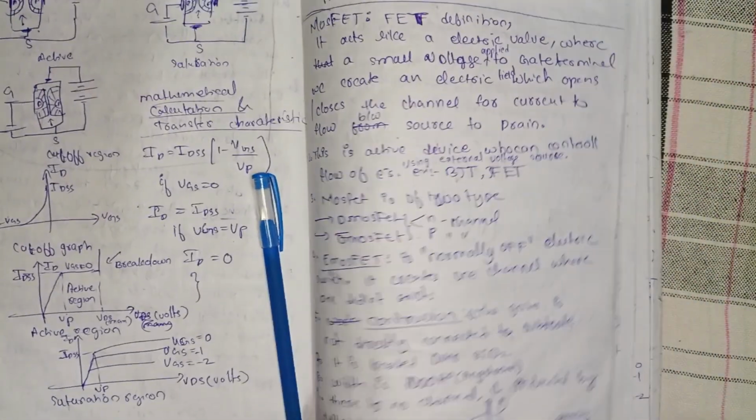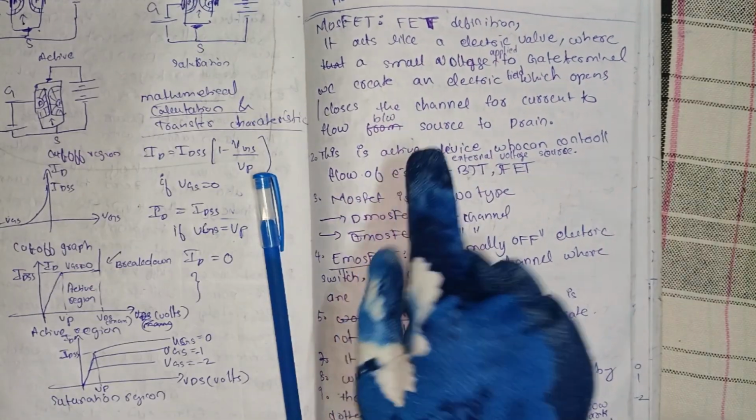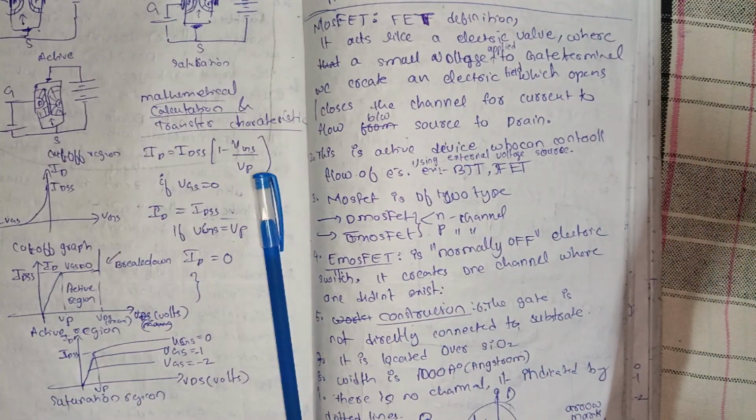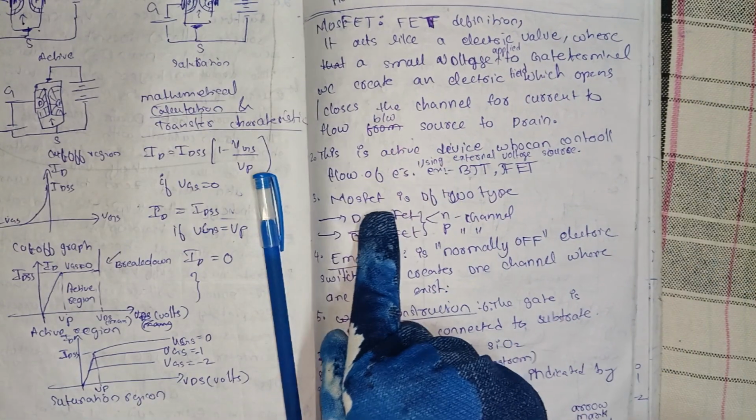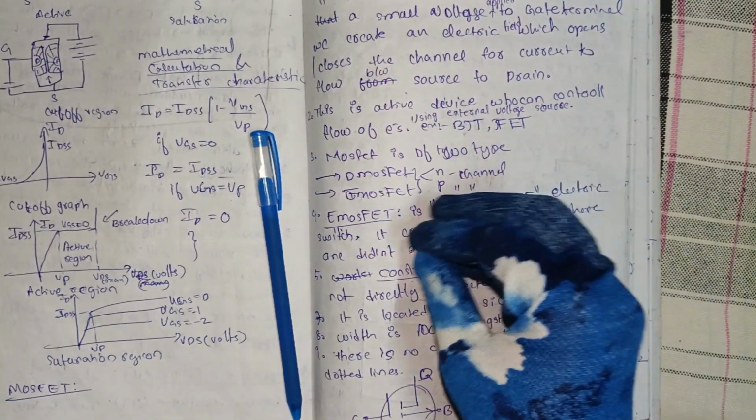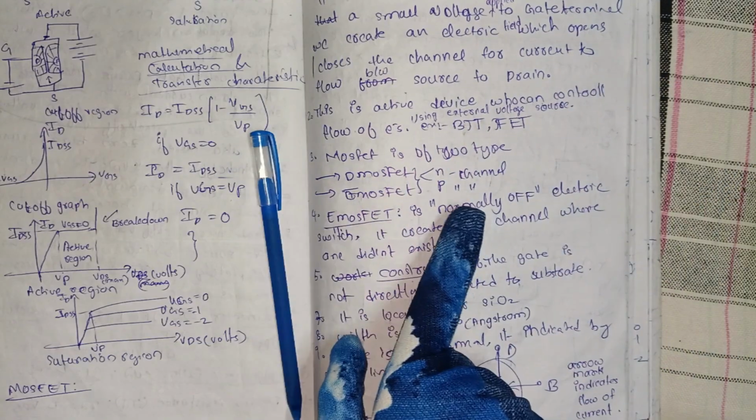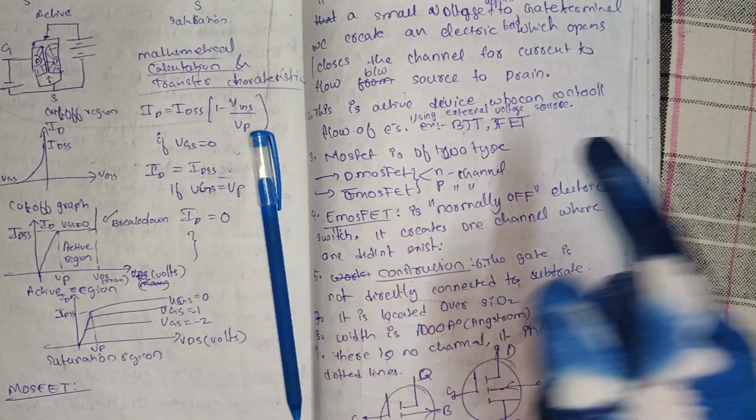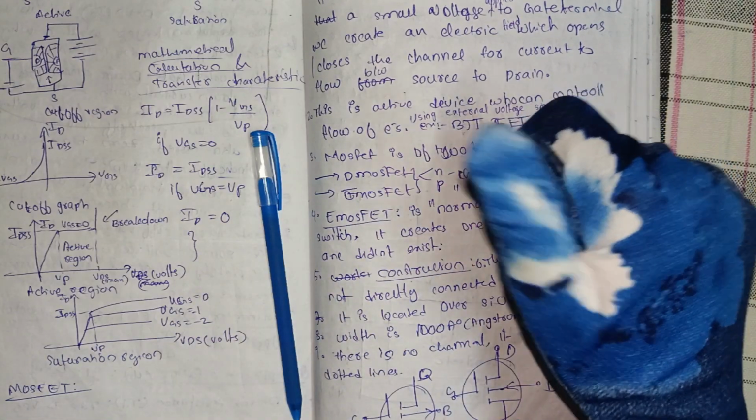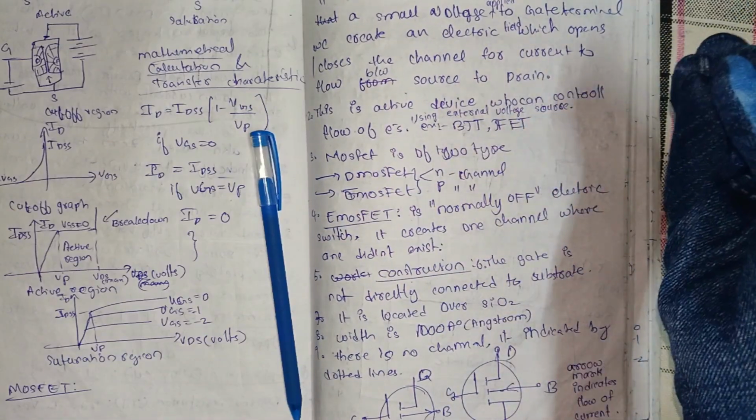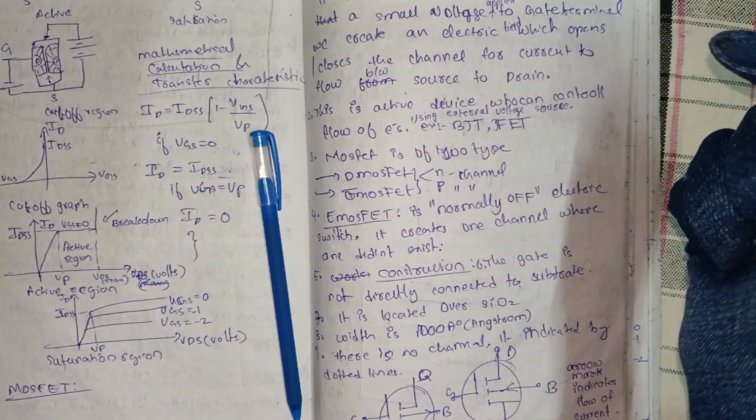So now, this is an active device which can control the flow of electrons using an external voltage source. Examples, BJT and FET. And MOSFET is of two types, D MOSFET and E MOSFET. These are further divided into four: N-channel D MOSFET, P-channel D MOSFET, N-channel E MOSFET, and P-channel E MOSFET. N-channel E MOSFET we have already discussed. In this video, we will only discuss N-channel D MOSFET. Okay.